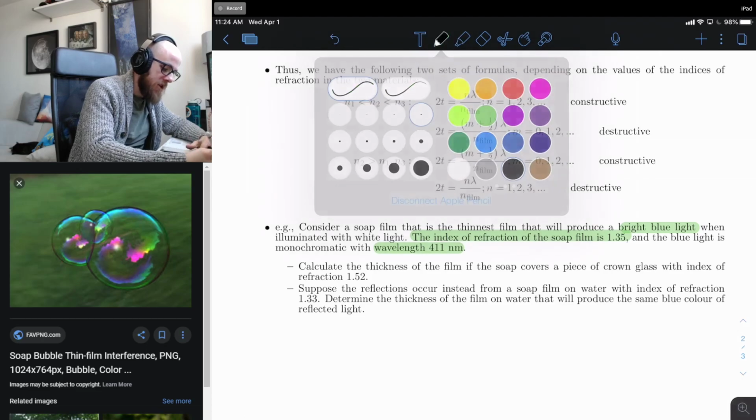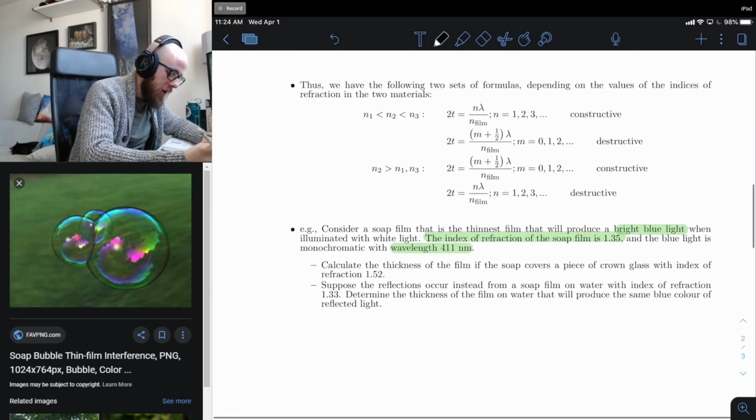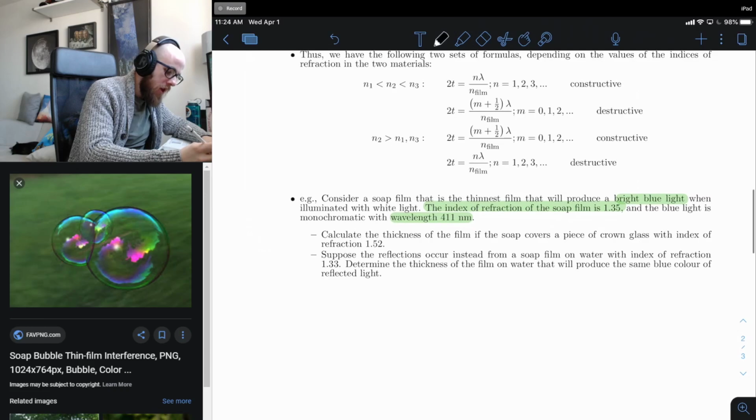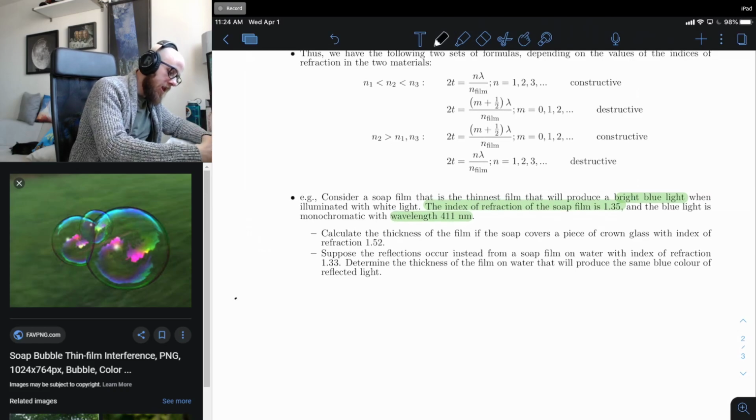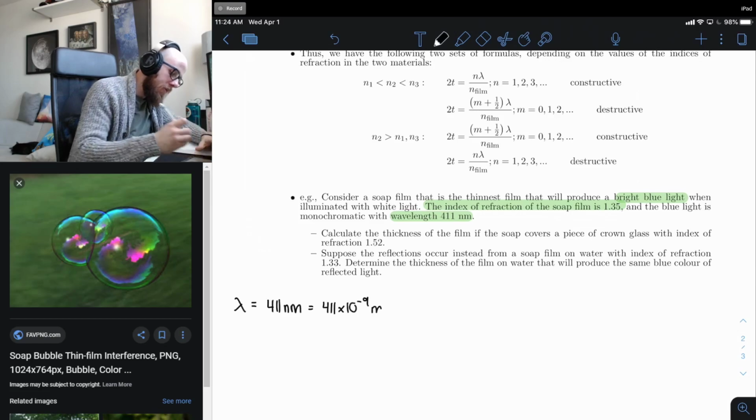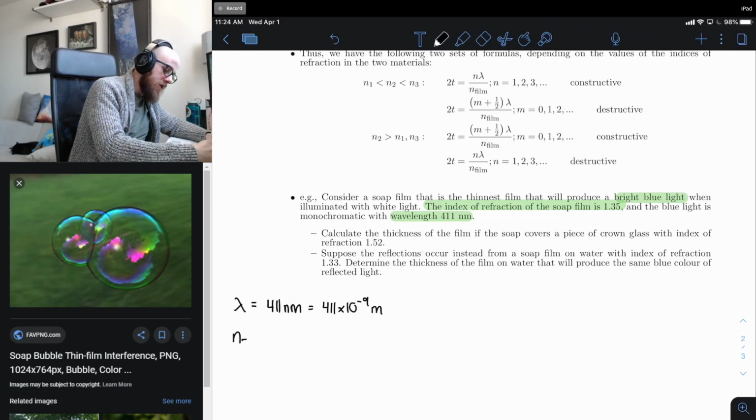Okay, so let's just summarize that information. The wavelength that we're considering here is 411 nanometers, which is 411 times 10 to the negative 9 meters. We're told the index of refraction of the soap film is 1.35.